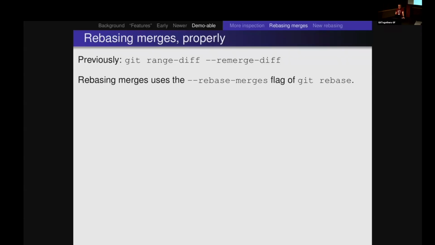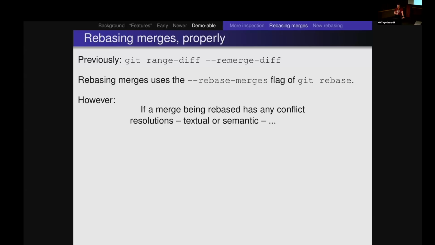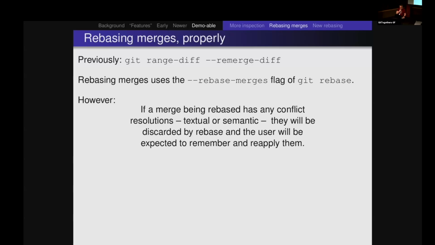One of the reasons why that's so necessary is because of what the rebase merges flag of git rebase does. You can use that flag in order to rebase merges instead of just dropping them. But if a merge being rebased has any conflict resolutions, either syntactic or semantic, then with this flag, they're just going to be discarded. And it's dependent on the user to say, okay, you're going to go resolve those again and put those changes back into place.